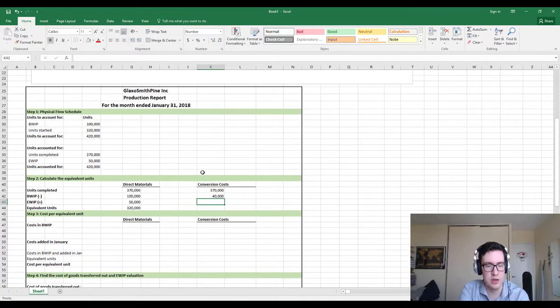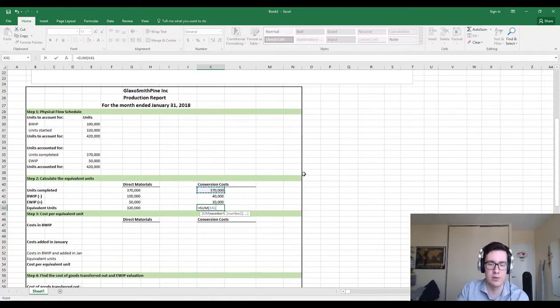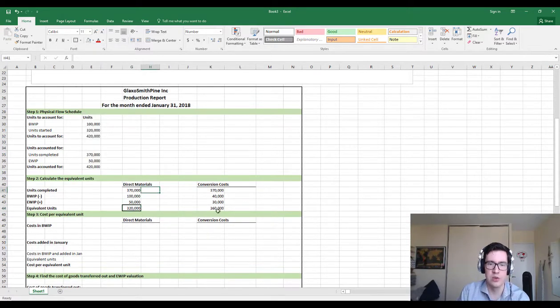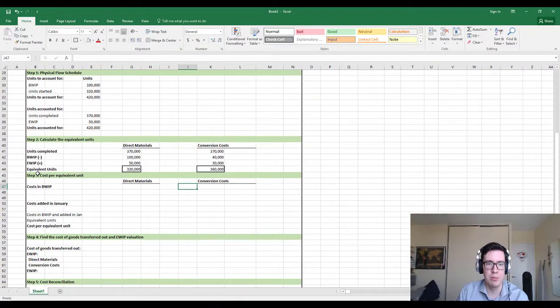So we're going to take 60% of 50,000, that is 30,000. And we're going to find the sum of this, and we're going to take the 370,000. Once again, we're going to subtract the beginning work in process, and then we're going to add the ending work in process. So the equivalent units, I'm just going to create a border around this. For direct materials are 320,000, and for conversion costs it's going to be 360,000.